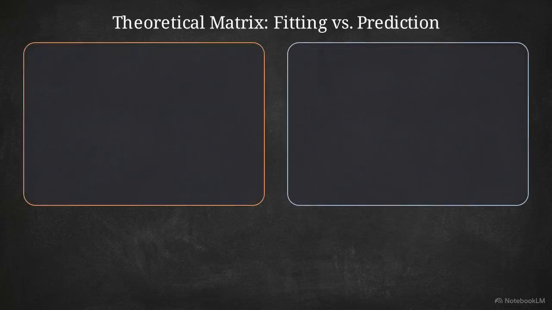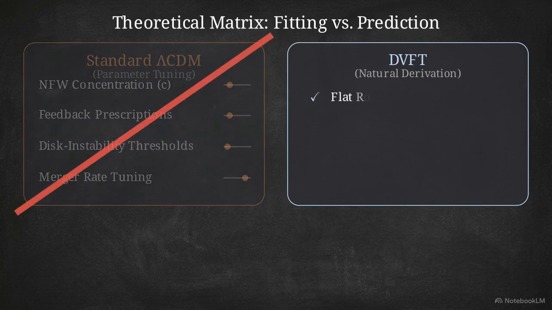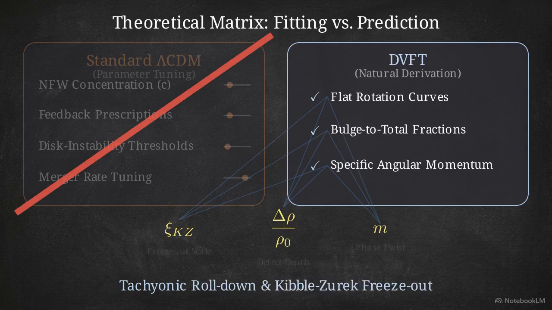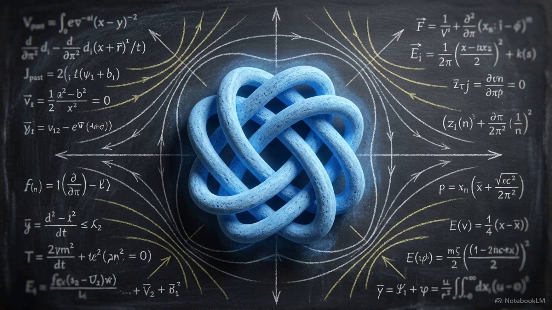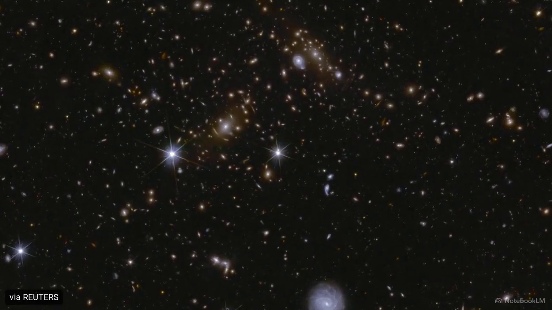This matrix maps out the tuning requirements needed to align standard particle halos with observable reality. The standard model relies on specific concentration metrics, disk instability thresholds, and tuned merger rates to match what we observe. Conversely, every observable in the right column natively derives from that single mechanism we discussed, tachyonic roll-down followed by Kibble-Zurek freeze-out. Occam's razor heavily favors the model that provides the gravitational well, entropy source, and angular momentum natively from a single field structure. A physical theory earns its keep by making falsifiable predictions about future observations.